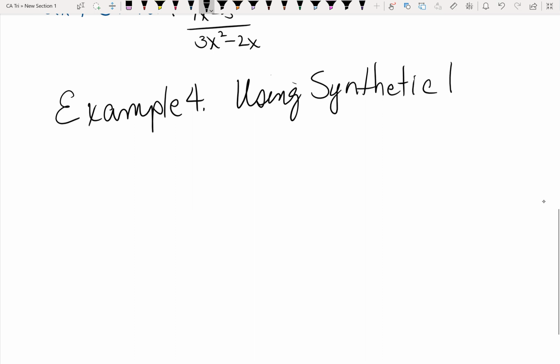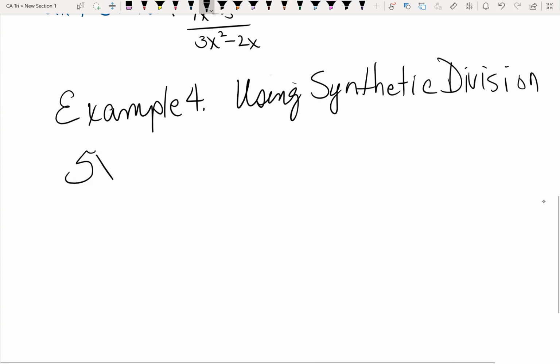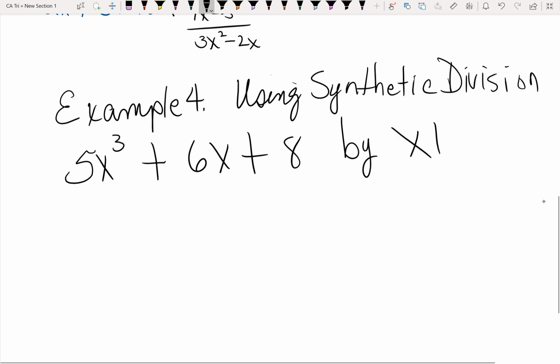But synthetic division is actually, I think, easier than long division for most students anyway. That's been my observation. I think they're both easy personally, but I've noticed that most students, once I show them this, they're like, oh, this is cake. So this is your question. We're going to divide 5x cubed plus 6x plus 8 by x plus 2.